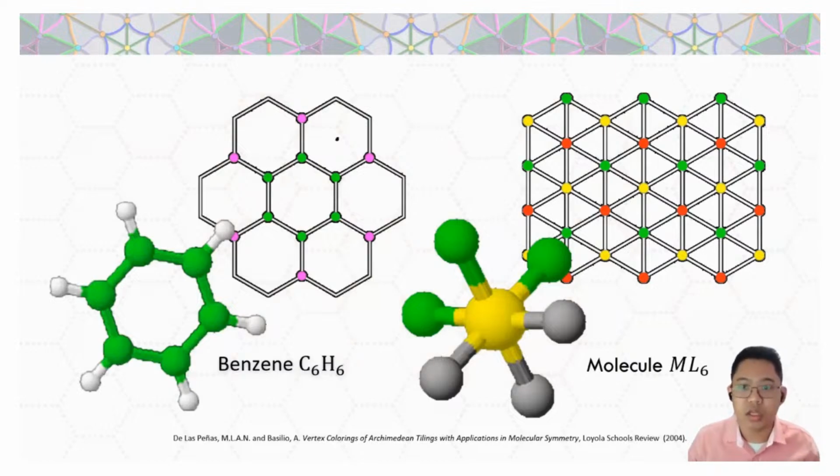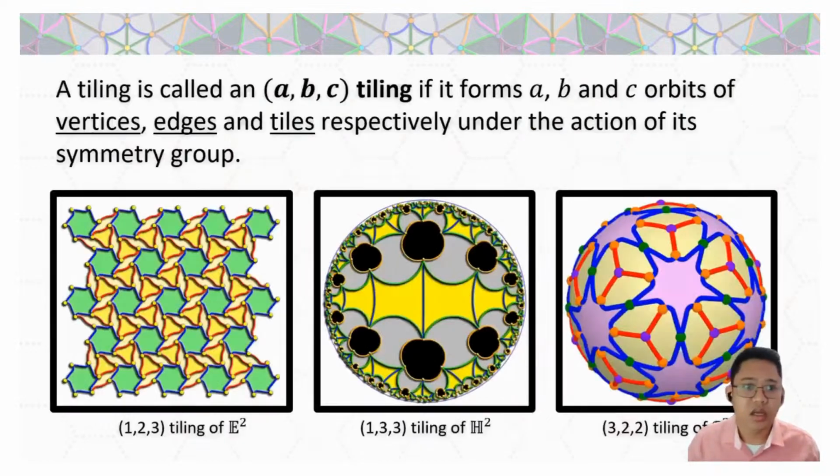Now, what we have been doing in the previous years, in fact the subject of my dissertation and also my postdoctoral studies, is what we call an ABC tiling. So, what is an ABC tiling? Basically, you have a tiling and it consists of vertices, edges, and tiles. Now, if we were able to identify the number of types of vertices, edges, and tiles, say there are A types of orbits of vertices, B types of edges, and C types of tiles, we call that tiling an ABC tiling. So that's what an ABC tiling is.